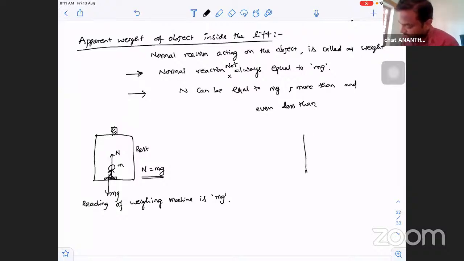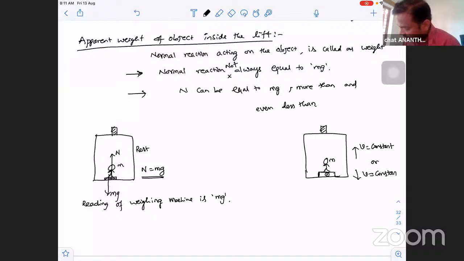Okay. So next scenario. Next scenario: this is the weighing machine. Let us say a man is standing on it. Man's mass is m. Okay. Now the lift is moving with constant velocity upward, or it is coming down with constant velocity. You can take any situation. Then what is the weight shown by the weighing machine?